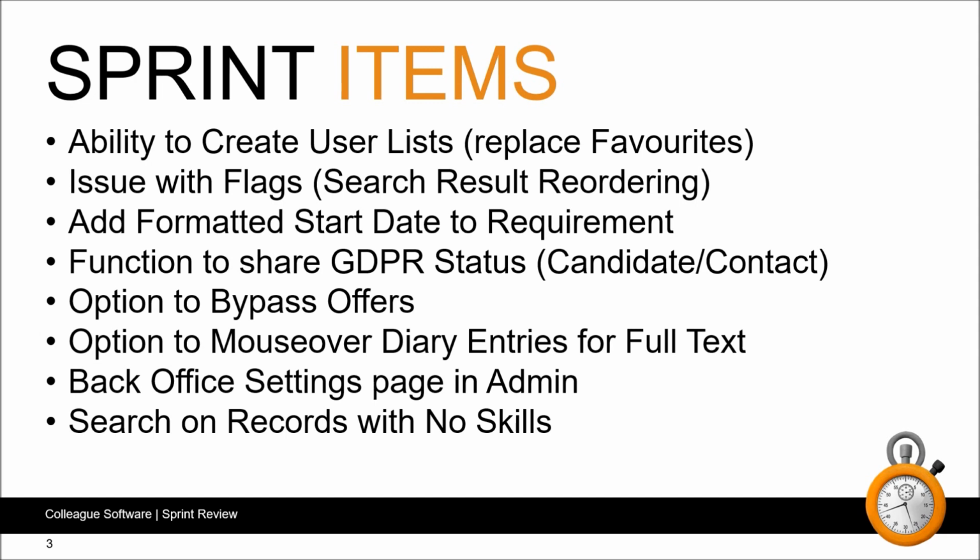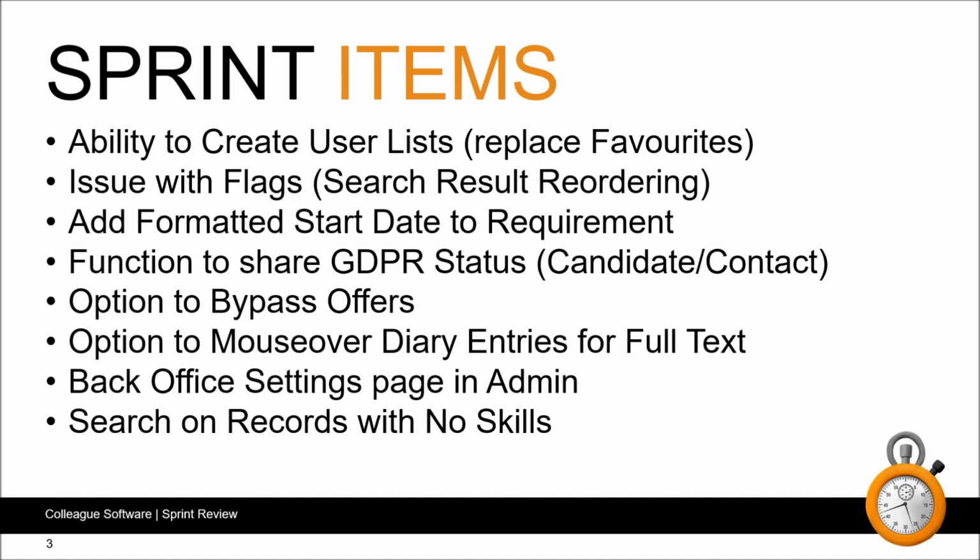We've resolved an issue with the ordering of search results adjusting when you assign a flag. We've added a new formatted start date to the requirement. This will copy over to the offer form if one exists. We've started work on a new global setting which will dictate whether you copy the GDPR status of a record to its associated candidate or contact if they are linked. This will carry over into the next sprint.